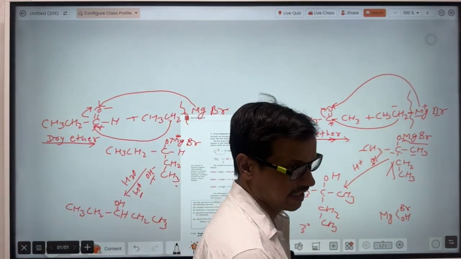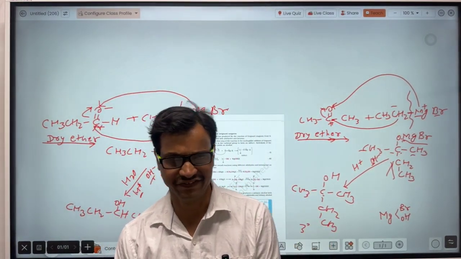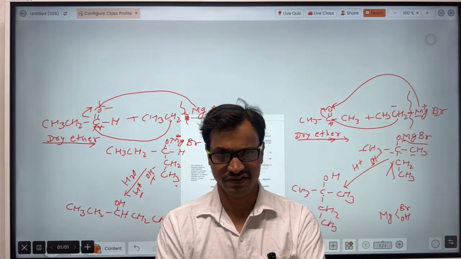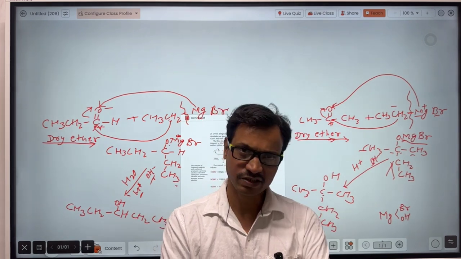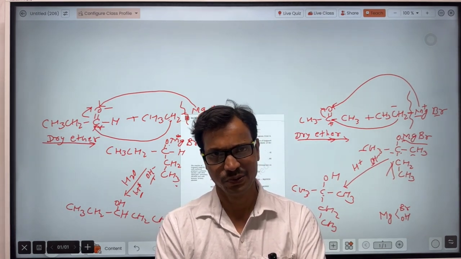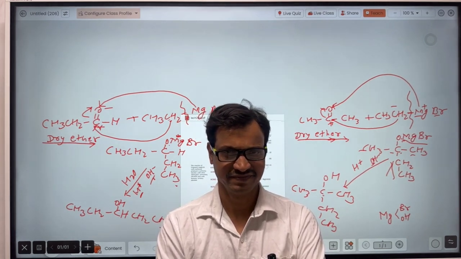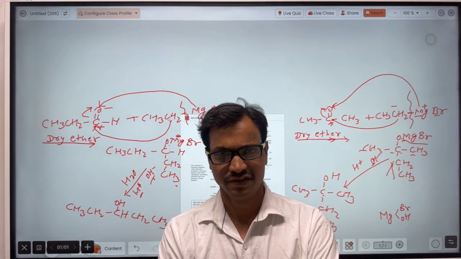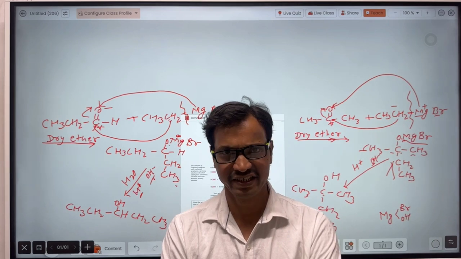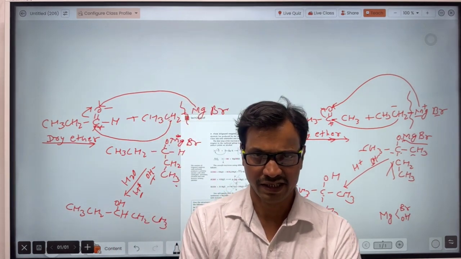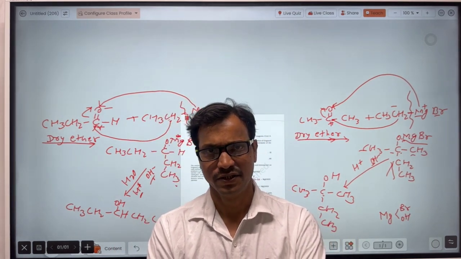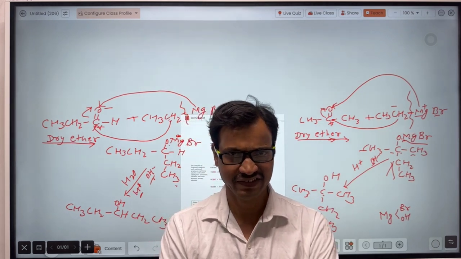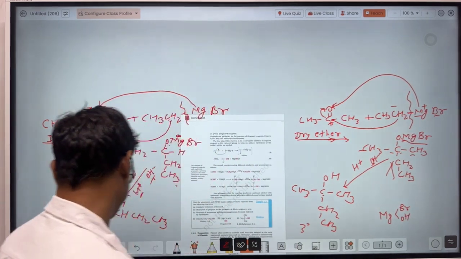So we have seen that methanol will give a 1 degree alcohol. The aldehyde other than methanol will give a secondary alcohol, while the ketone will give a tertiary alcohol. The methanol on treatment with Grignard reagent will give a 1 degree alcohol. The aldehyde other than methanol will give a 2 degree alcohol, while the ketone will give a 3 degree alcohol. So that's the point.